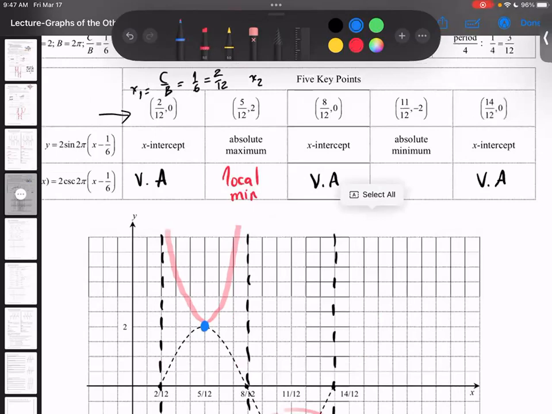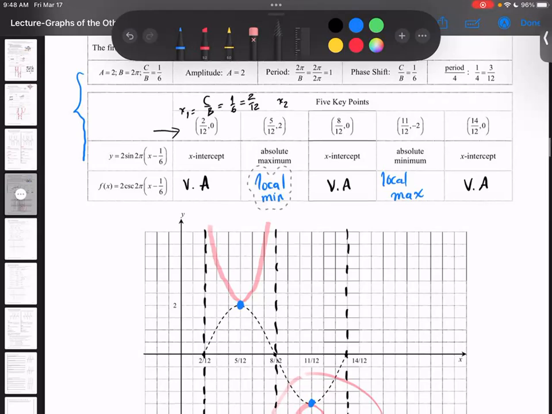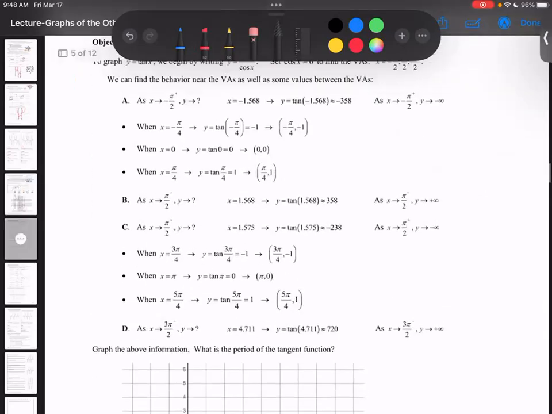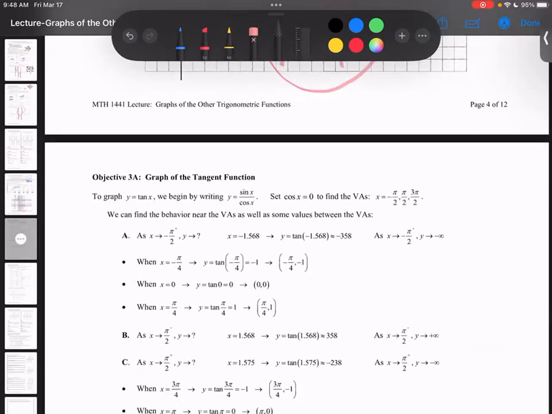Let me use blue. Local max. Local means just around that region. I'm not talking about everybody. So far, I'm just telling you little pieces of the cosecant and secant graph. So cosecant and secant graphs look like a bunch of parabola, right? At least that's the minimum thing you remember for those two graphs. All right, let's take a look at the tangent function.